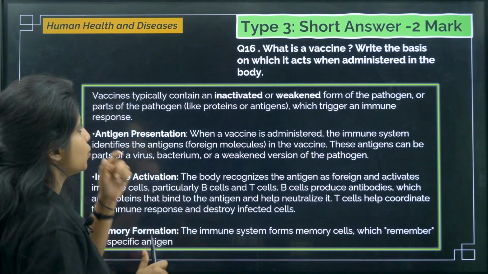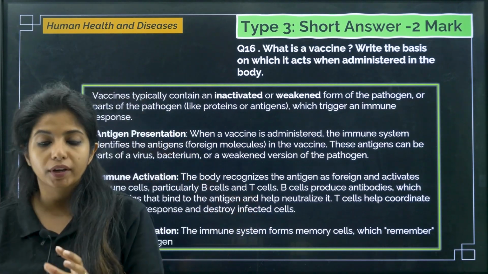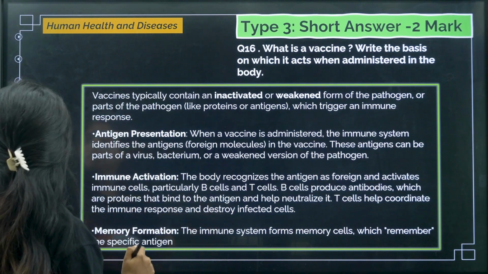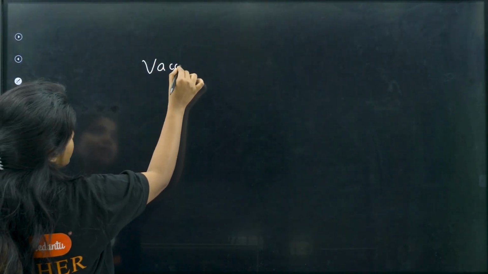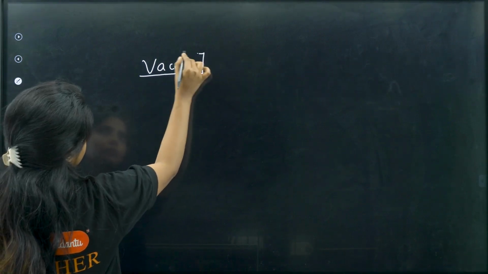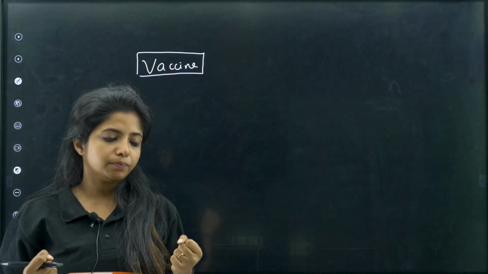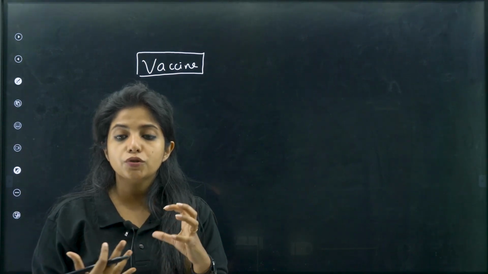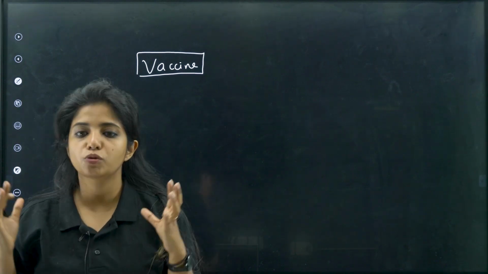Yes, now it's fine. So what is a vaccine, and write the basis on which it acts when administered in the body. So what do you understand by vaccine? Vaccine is a whole different term. So over here I want to hide the slide and I'll explain you a bit. Vaccine, my dear children, you know, when this particular disease came, that is COVID, at this point of time, everyone was asked to take a vaccine. Vaccine is basically for those people also who did not get this particular disease.